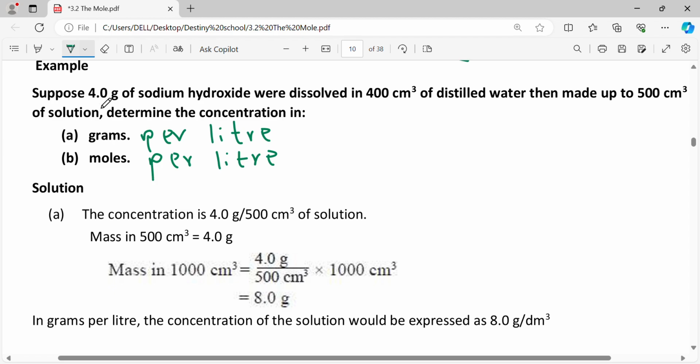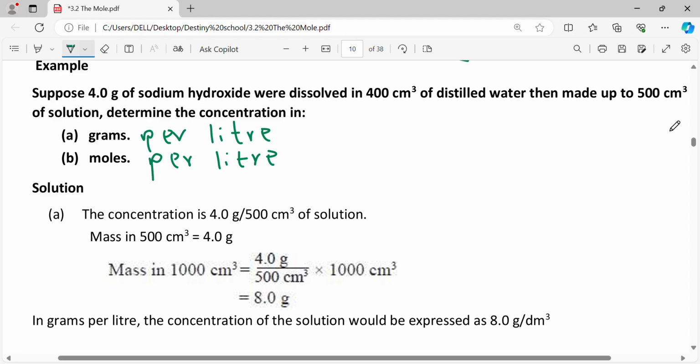Remember, 4 grams was dissolved in 400 cubic centimeters. Then it did not stop there. They later made it up to 500 cubic centimeters. So it means that it was dissolved in 500. You focus on the final, because in chemistry we dissolve things in bits. Sometimes you add a certain amount, then later you add another amount, so you work with the final amount. I know we had dissolved it in 400, yes, but you work with the final volume that was used to dissolve it. So you're going to equate it to 500.